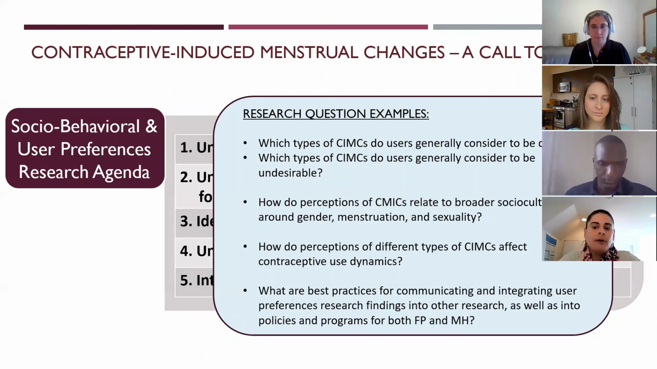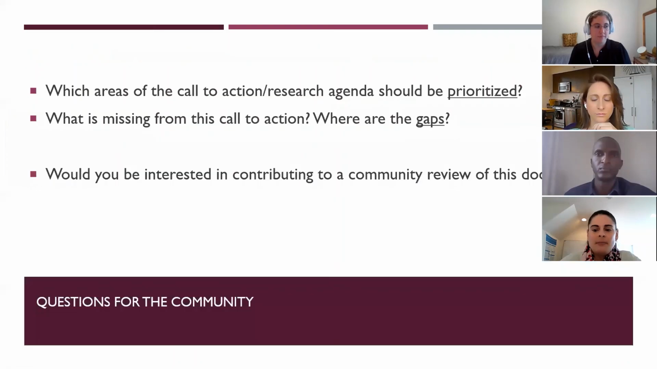And then back to that integration piece, what are the best practices for communicating and integrating user preferences research findings into other research domains, but also into policy and programs for both family planning and menstrual health? So how can we best take these future learnings from this social behavioral research agenda and share and disseminate and integrate it into this work to better address menstrual changes in research, policy, and programs? And with that, I'll hand it back to Emily to wrap up the session with a few questions for you, the wider community. Thanks so much, Amelia.